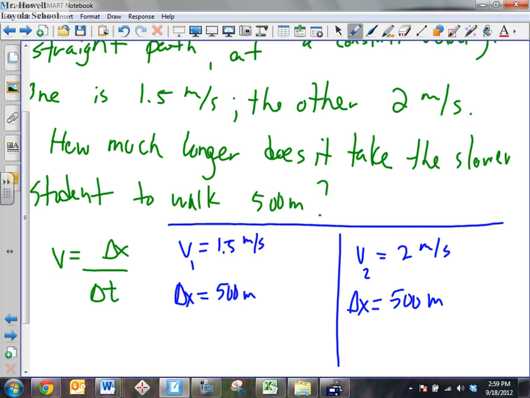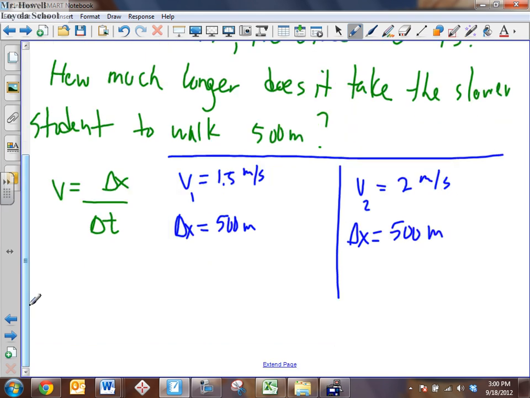Anybody know a quick way to rearrange this to solve for delta t? To solve this for delta t? You can multiply both sides with... No. Divide by delta t. No. Helen, you would multiply by delta t and then divide by v. Very good. That's it. Multiply by delta t.